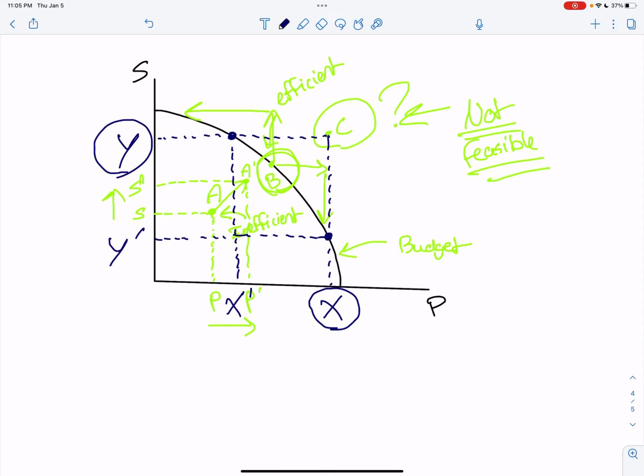Now, why isn't it feasible? Well, because of scarcity. Parks and stadiums are finite resources. Dollars are finite resources. Not every combination of those resources will be feasible because resources are scarce.